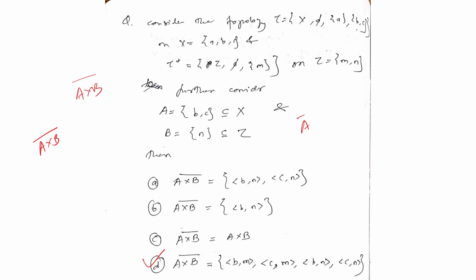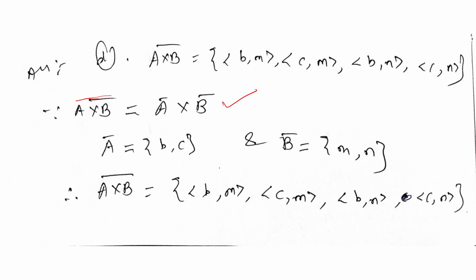So BC is contained in this set BC and X. When you take the intersection, it will be BC itself, right? Now find the closure of B. B consists of singleton N. In which sets is it there? It is only in Z, right? So B closure will be Z, that is M comma N. Fine. So according to our definition, we got A closure as BC and B closure as M comma N.